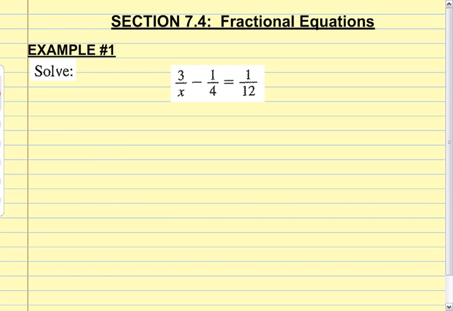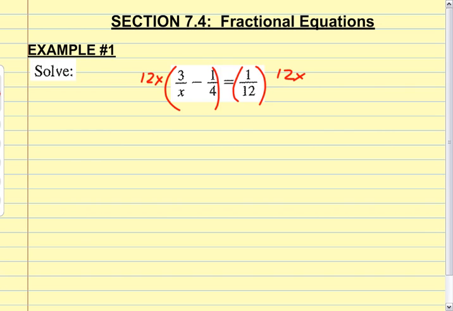Okay? Parker J. Okay, well what is it? 12x, right? That's the thing that all of these denominators will go into. X will go into x. 4 will go into 12. 12 goes into 12. So I'm going to multiply both sides by 12x. Nice job, Parker.